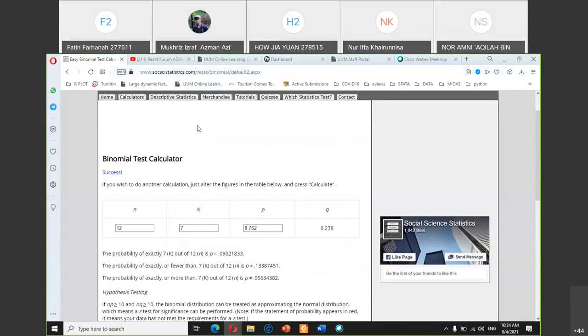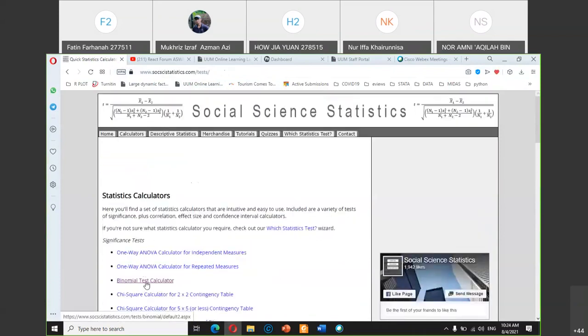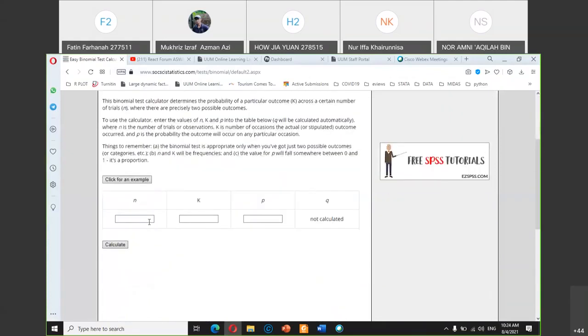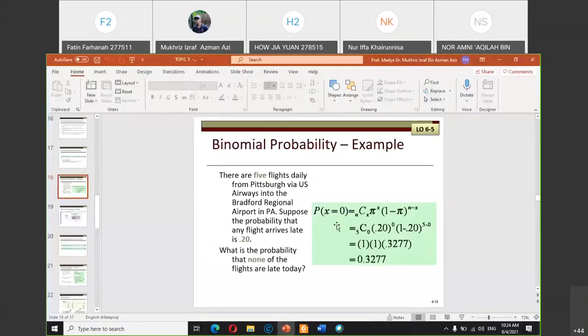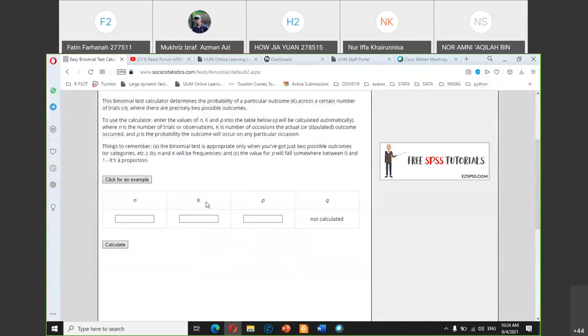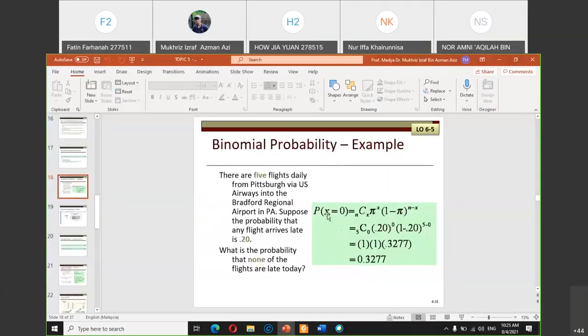I also provided the online calculator for binomial under the SOC statistics, and one of them is the binomial test calculator that you can find on the website here. In that calculator, you have N, K, and P. N is similar to the number of trials. P refers to pi, the probability of success. And K here is similar to our X. So in nCx, N is the same number of trials, and K will be the X, meaning the event that you want to calculate.